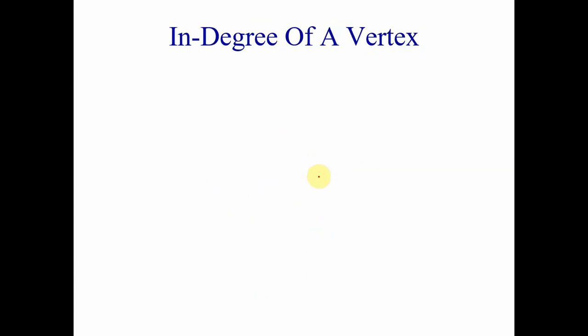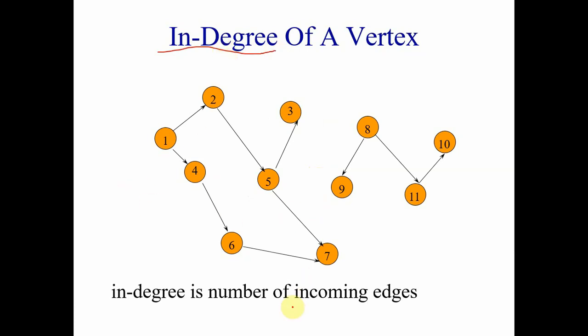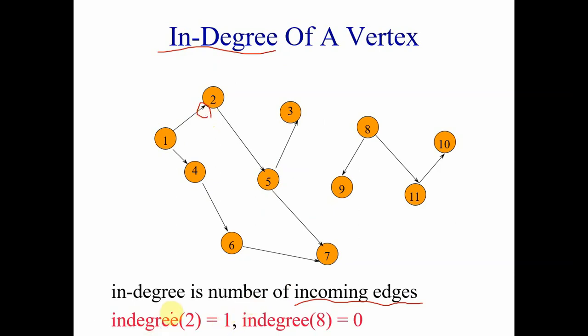Then we have another idea, which is called in-degree. Here we just focus on the number of edges pointing into a vertex, the number of incoming edges. For example, for 2, it has 1 arrow pointing to it, so the in-degree is 1. And for 8, you can see that it has no arrow pointing to it, so the in-degree of 8 is 0.